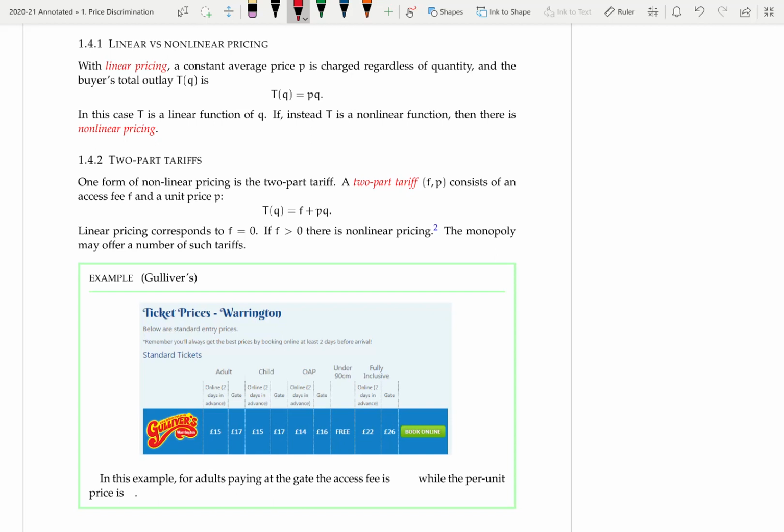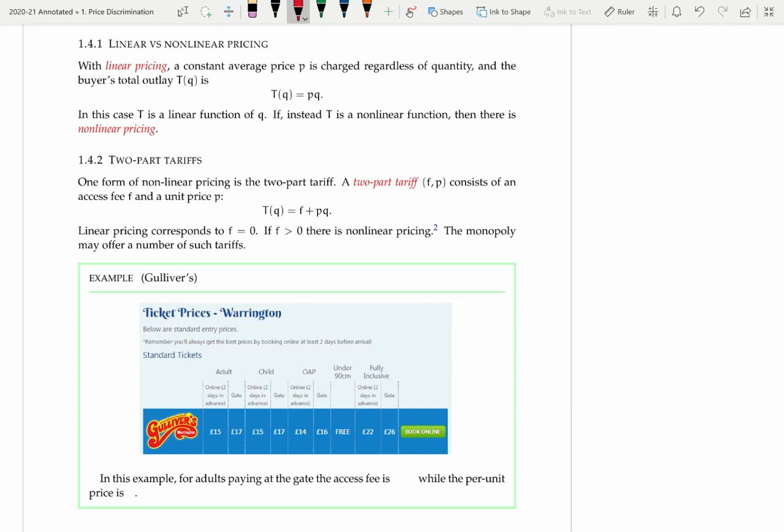Now, linear pricing corresponds to the case where the access fee F is 0. So when F is 0, we get the same thing as we had up here. If F is bigger than 0, then we have nonlinear pricing. This is a nonlinear function. It's what's called an affine function in mathematics. You might be used to calling these linear functions, but they're not really linear functions according to the mathematical definition. So the monopoly might offer one of these tariffs, or it might offer different two-part tariffs.